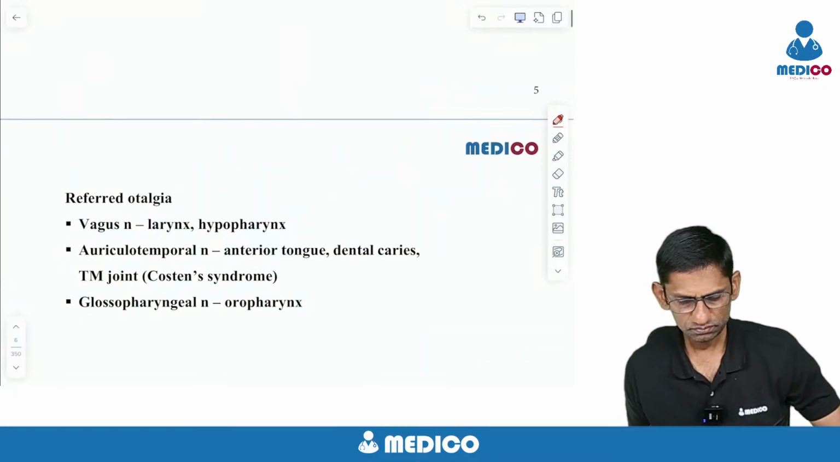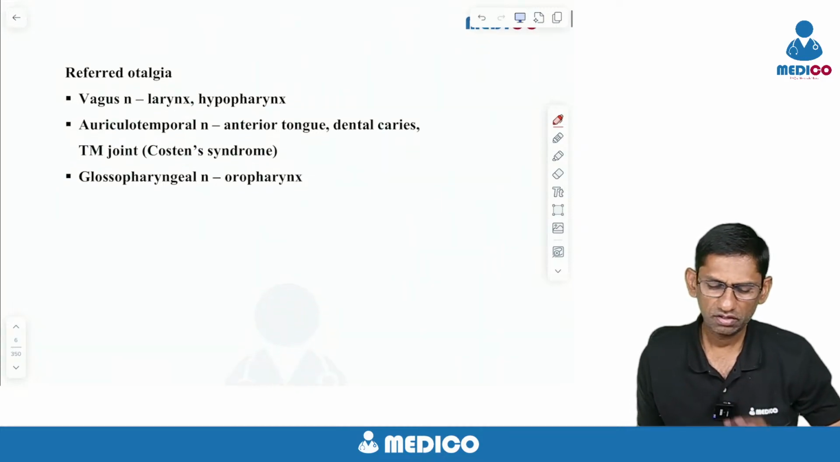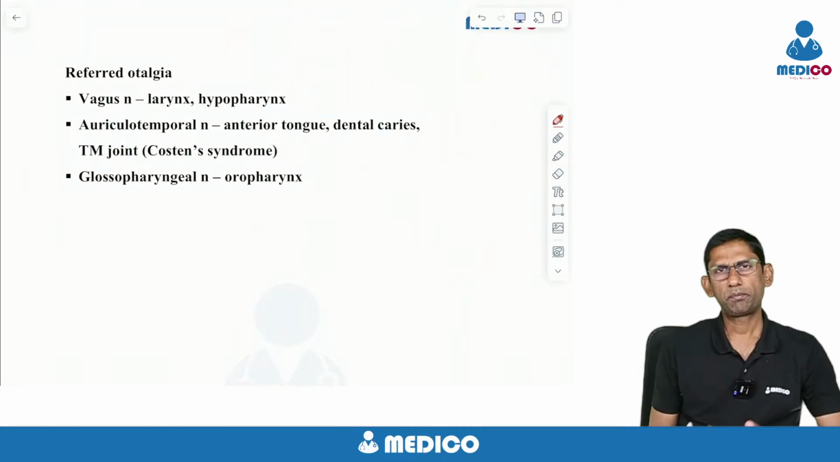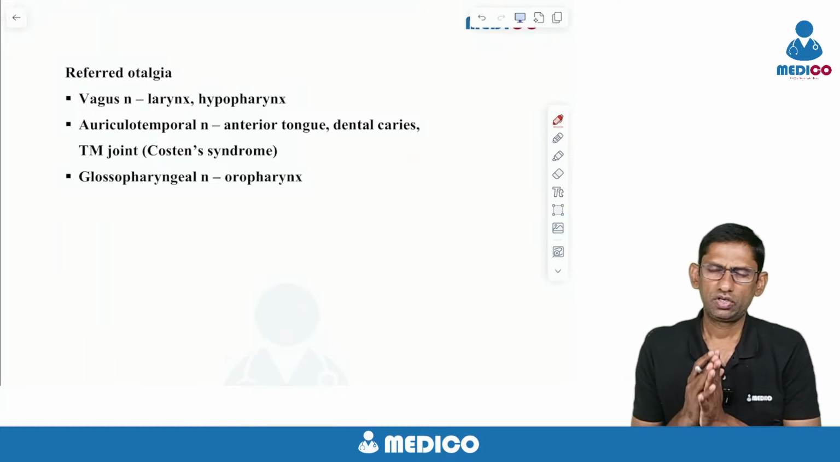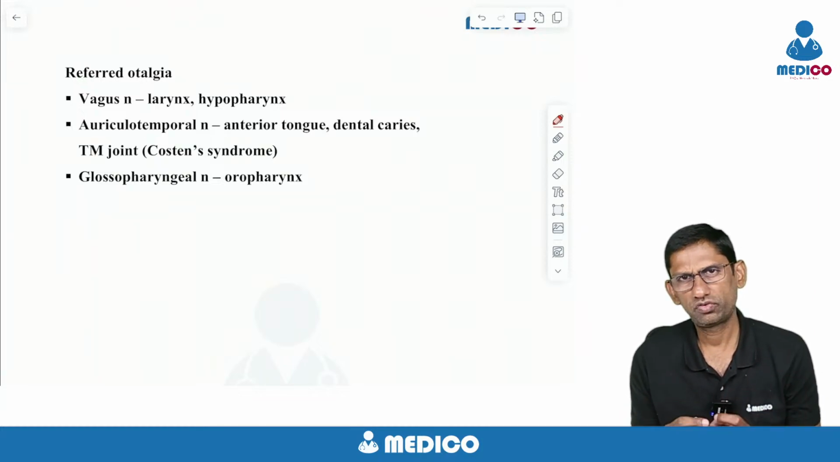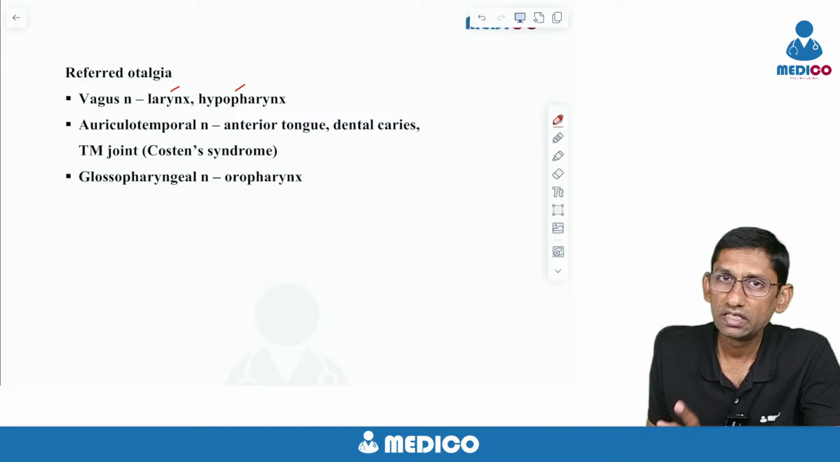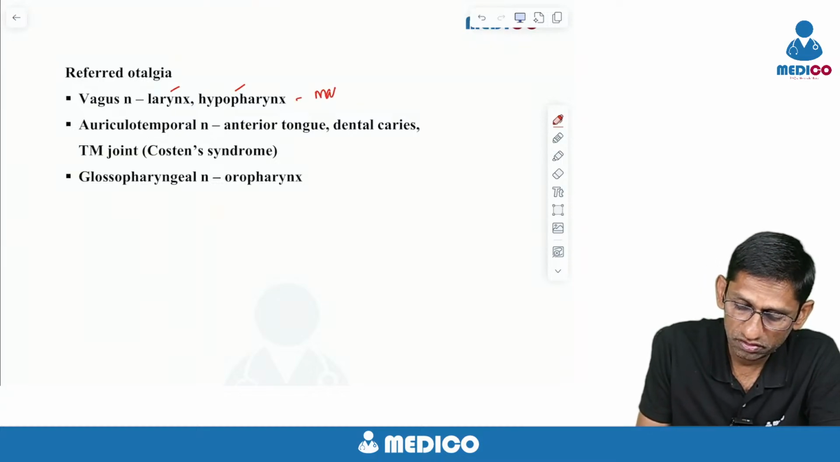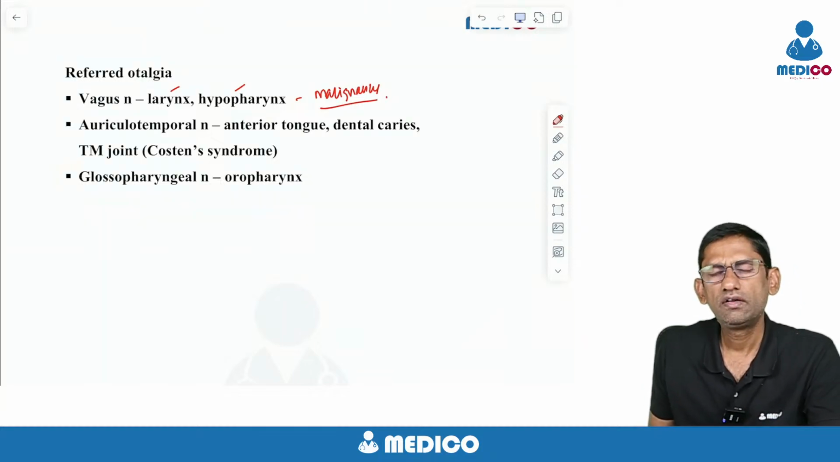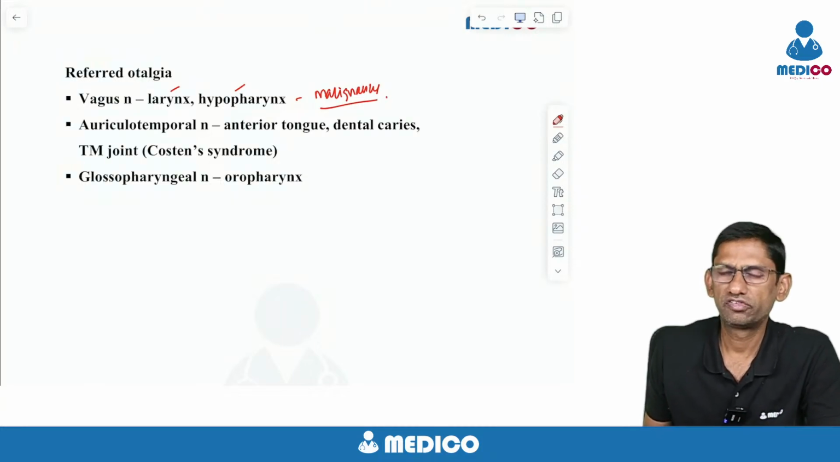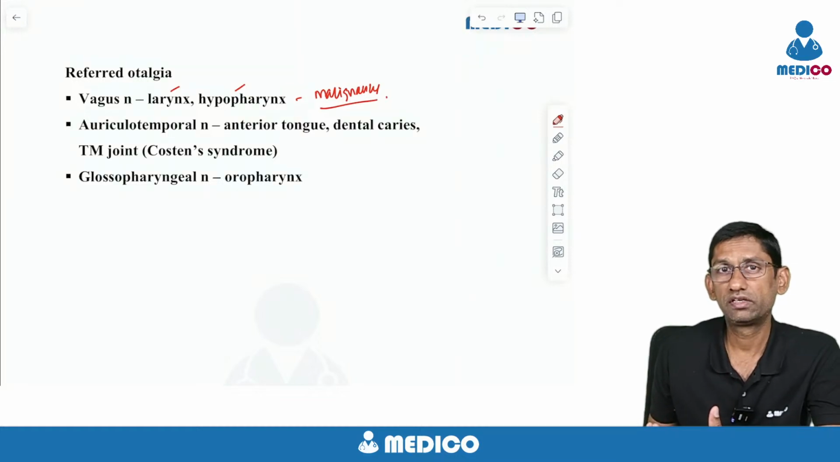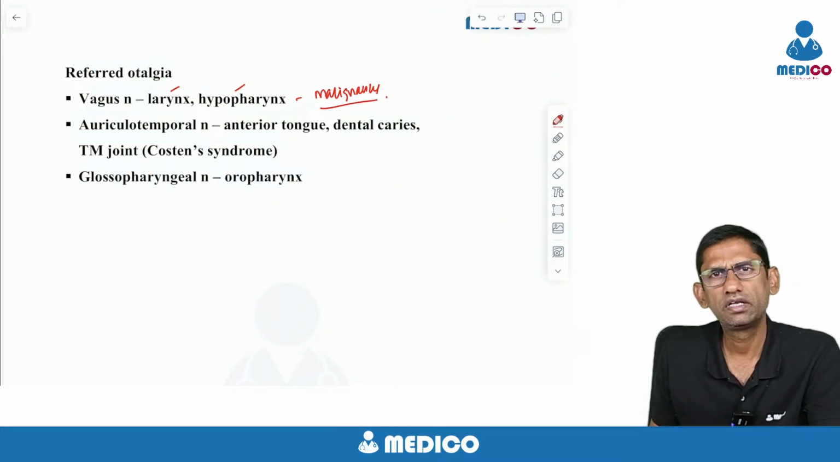So, referred otalgia: from where does the pain refer to the ear? Very typically, pain may be referred from any pathology in the larynx and hypopharynx, and very particularly it happens in malignancy. Please remember, this is malignancy. In any elderly person having a laryngeal or hypopharyngeal malignancy, particularly supraglottic malignancies and hypopharyngeal piriform fossa malignancies, the pain will be referred to the ear.